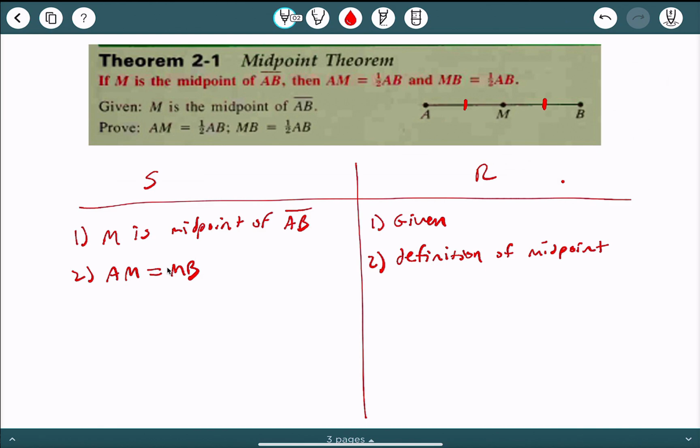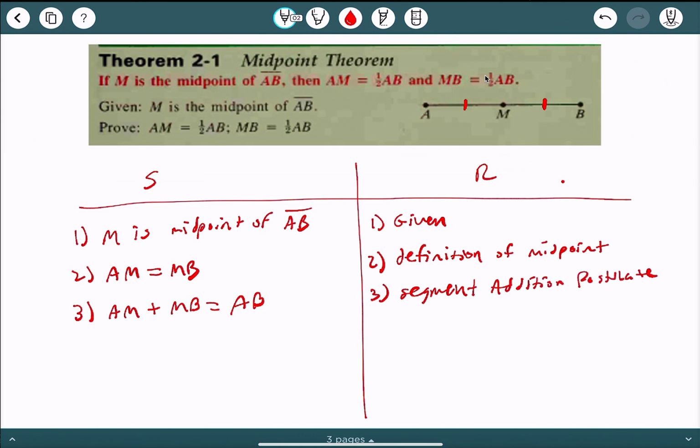Okay, so what else do I know? Well, similar to the last one, if I add up the two pieces, I get the whole. So I think that might help me down the line. So let's use our addition postulate. So I could say that AM plus MB is equal to AB. And that's our segment addition postulate, right? So if I add the two pieces, I get the whole.